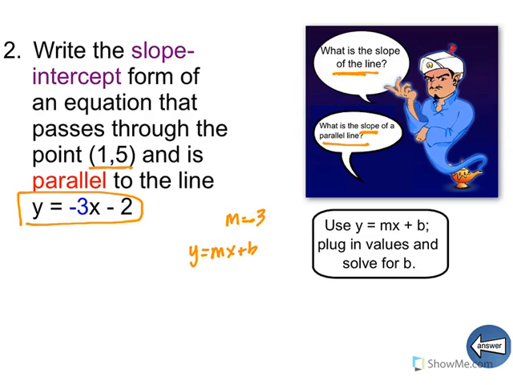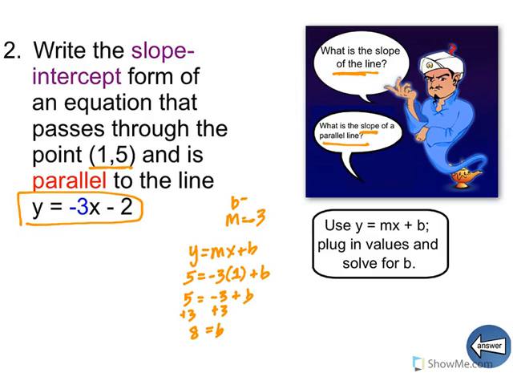b. So we know a y value is 5, we know our slope is negative 3, we know the x value from our point is 1, and we can use that bit of information to solve for the y-intercept. 5 equals negative 3 plus b, add 3 on both sides, and get b is equal to 8. So now I know that my y-intercept is 8.